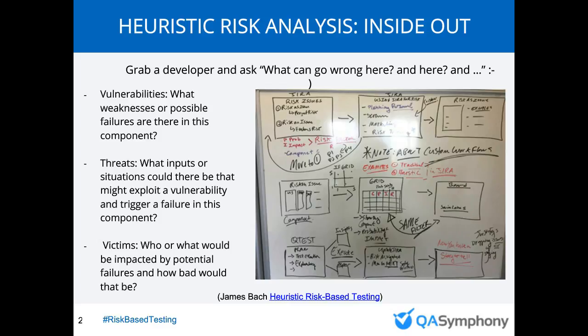With the inside-out approach, the first thing you want to do, as they say, is grab a developer and have them whiteboard out exactly how the application is going to work. Then you just bug them like crazy and ask them what can go wrong here, and here, and here, right? It's a never-ending process, almost like the child who keeps asking why to his parents. You're doing that to the developer, not to annoy the developer, but to assess the vulnerabilities, the threats, and also the victims of all of these threats across these different areas of your application.